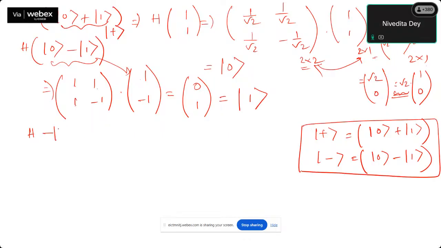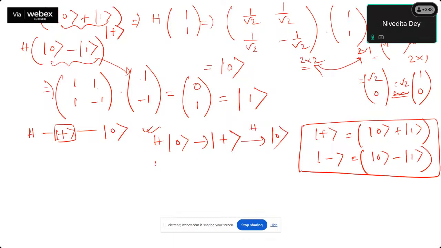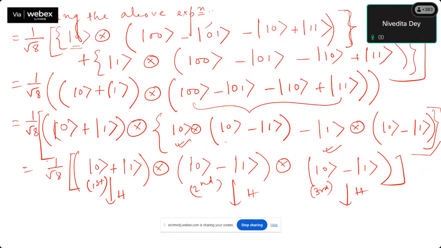So if you apply Hadamard on plus, you will get Ket0 back. So Hadamard on Ket0 gives you Ket plus, and again Hadamard on that gives you Ket0 back, because all quantum gates are reversible. And Hadamard on Ket1 will give you Ket minus, and Hadamard on that will give you back Ket1. So that means if I go back, this is nothing but Ket0, this is nothing but Ket1, and this is nothing but Ket1.